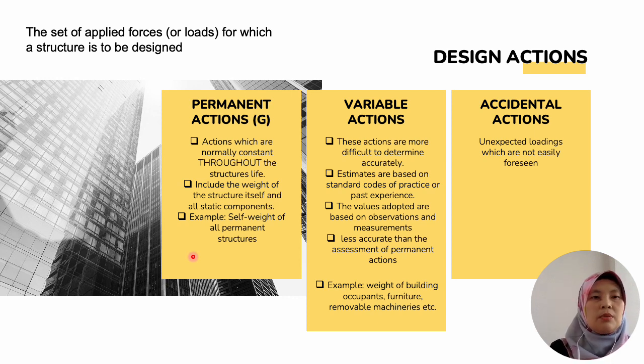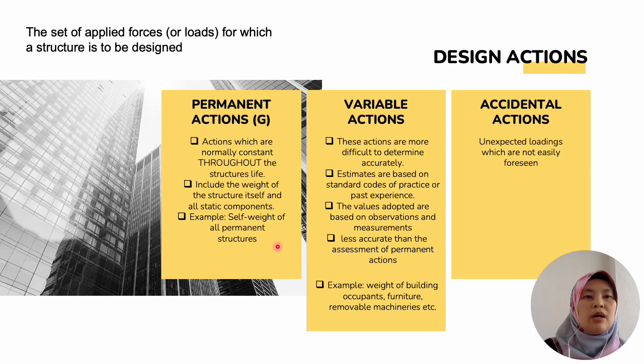The first one is the permanent action. These are actions which are normally constant throughout the structure's life, so it will not change throughout the structure's life, which includes the weight of the structure itself and also all the static components. For example, the self-weight of all permanent structures: the self-weight of the beams, the self-weight of the slabs, the self-weight of the walls, and so on. So it will not change throughout the design life of the structure unless it is hacked.